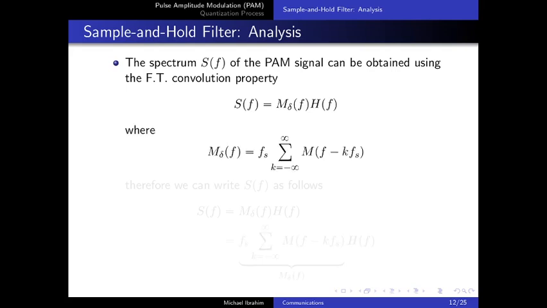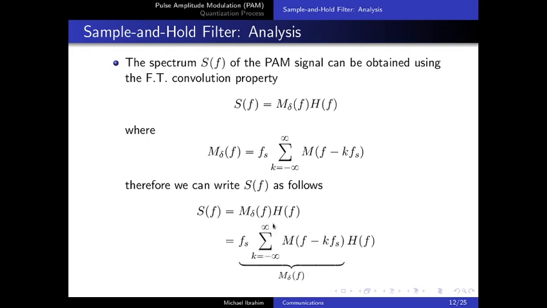where s of f is the spectrum of the PAM signal, and m delta of f is the spectrum of the instantaneously sampled signal, which we proved in the previous lecture takes this form: fs times the summation of m of f minus k fs. It's the spectrum of the message m of t shifted in the frequency domain every fs, multiplied by h of f, which is the spectrum of the pulse shape we have. So s of f equals fs times the summation of m of f minus k fs, times h of f.